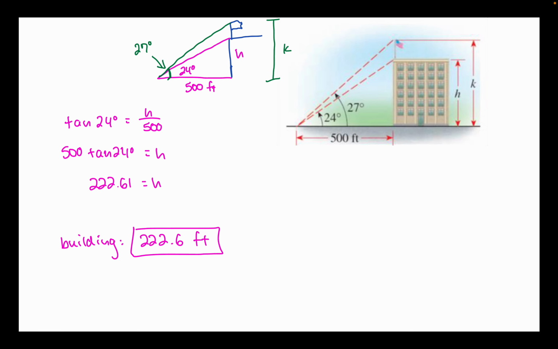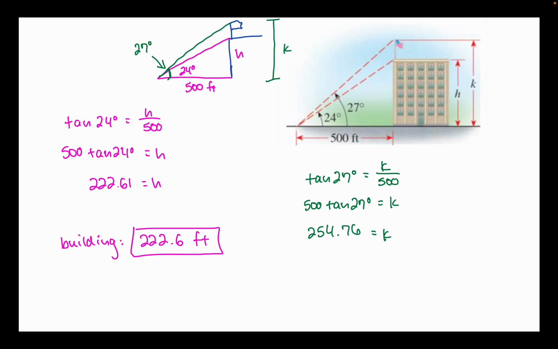Now we want to find the height of the flagpole. So we need to find K in order to find this. So I'm also going to use tangent again. Tangent of 27 degrees is going to be K over 500. So we're using our other angle here. Multiply over the 500. And this is about 254.76. So this is not the height of my flagpole.